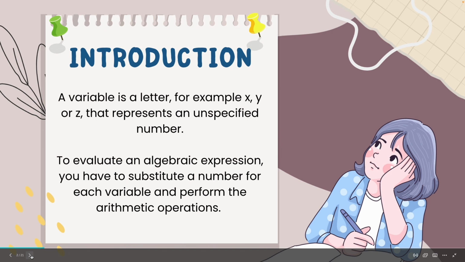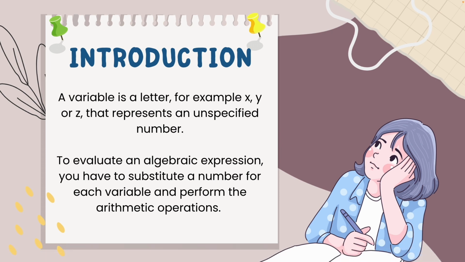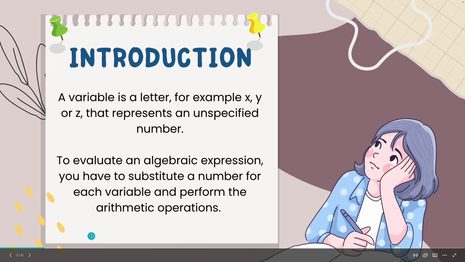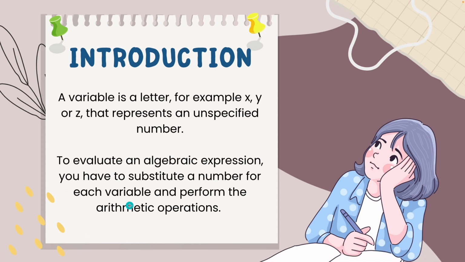First thing that we have to remember is that a variable is a letter, for example, x, y, or z, and it represents an unspecified number. So to evaluate an algebraic expression, we have to substitute a number for each variable and then perform its arithmetic operations. So how are we going to do that?